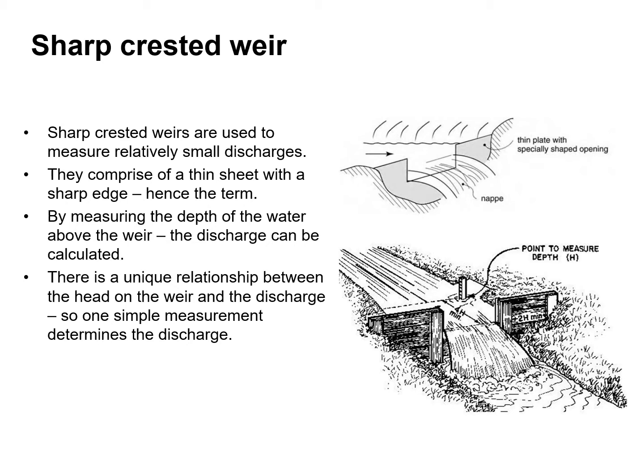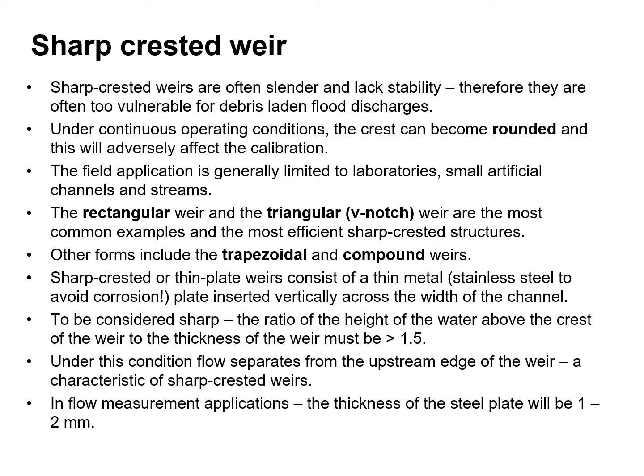Sharp crested weirs are often slender and lack stability, therefore they're not applicable for use in debris-laden flood discharges. Under continuous operating conditions, the crest can become rounded, and this will adversely affect calibration. The field application is generally limited to laboratories and small artificial channels and streams. The rectangular weir and the triangular V-notch weir are the most common examples and the most efficient sharp crested structures. Other forms include the trapezoidal and compound weirs.